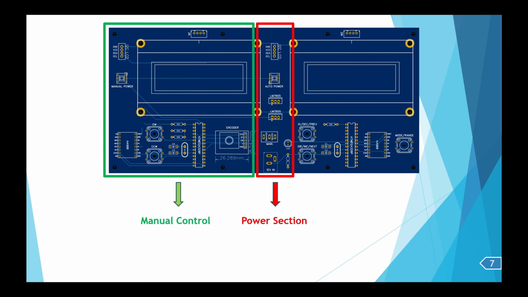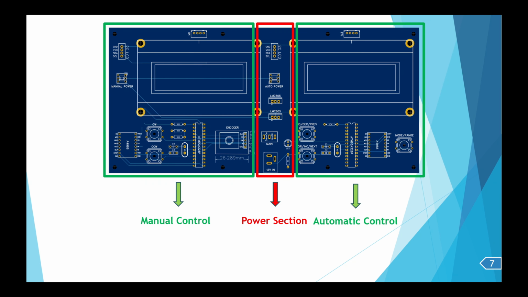The left side is used to control the stepper motor manually and is named the manual control. The right side is the automatic control. In case of the manual control, we will generally discuss three controlling parameters: speed, direction and the holding torque.